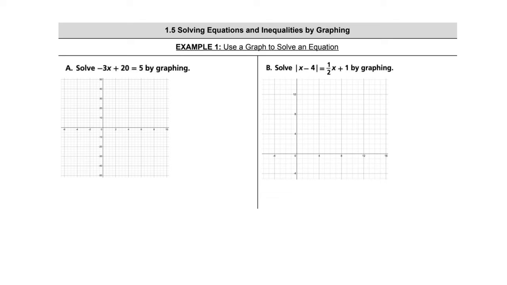Hey guys, these are the notes for 1.5. 1.5 deals with solving equations and inequalities by graphing.